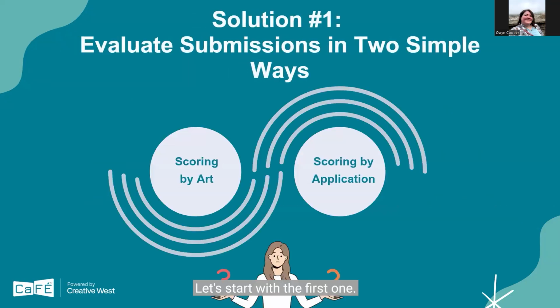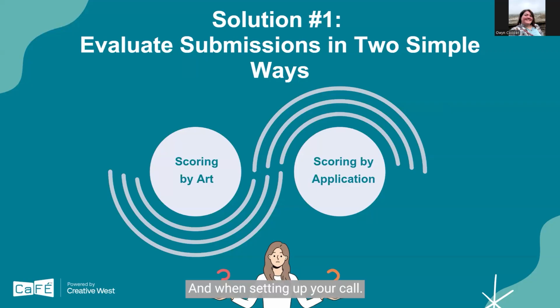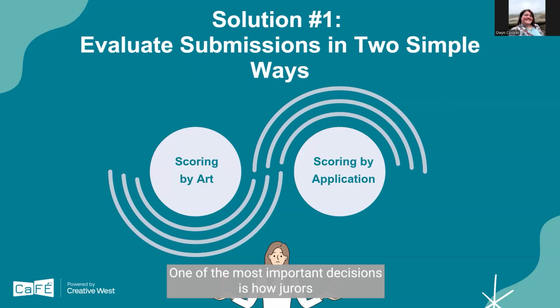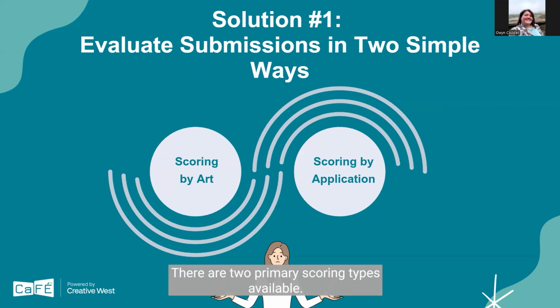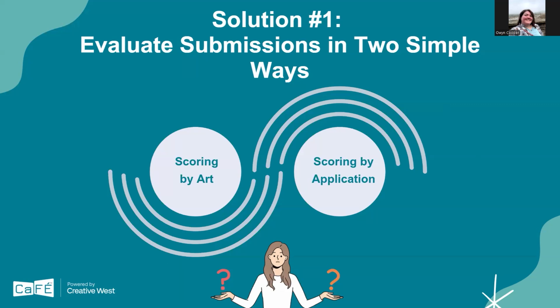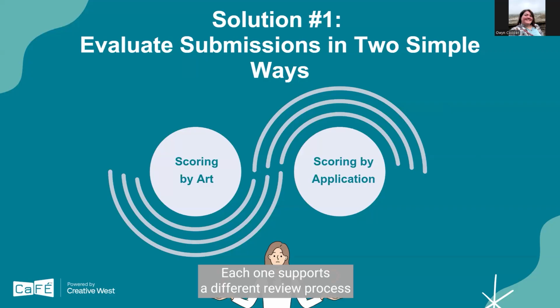Let's start with the first one, choosing the right scoring type for your jury process. We do have two simple ways to evaluate submissions in CaFÉ. And when setting up your call, one of the most important decisions is how jurors will evaluate those submissions. There are two primary scoring types available: scoring by art and scoring by application. Each one supports a different review process for your jurors.